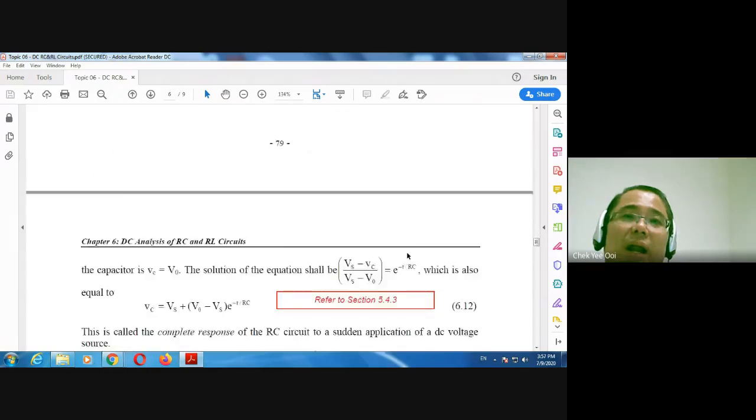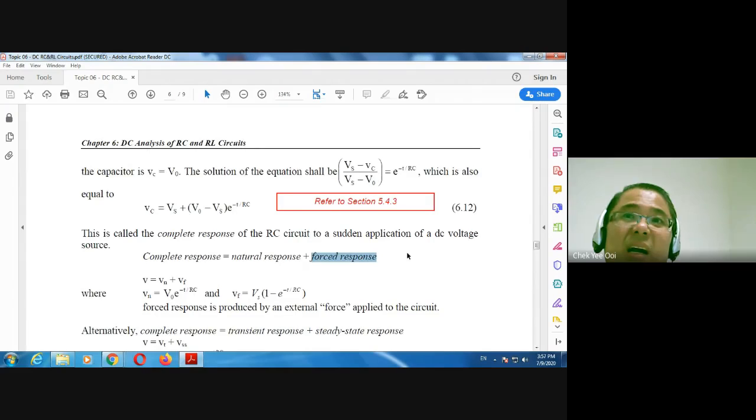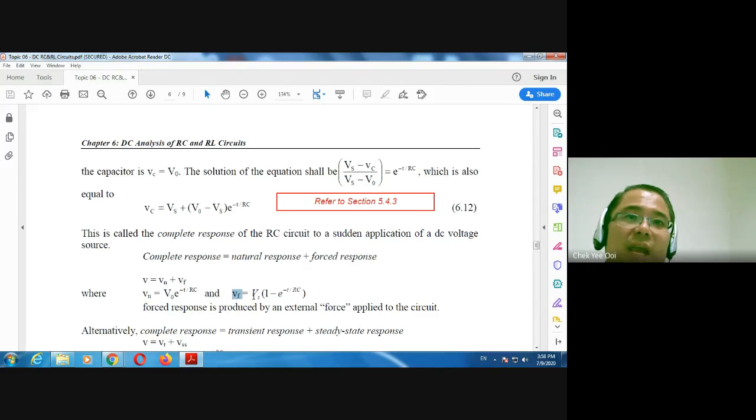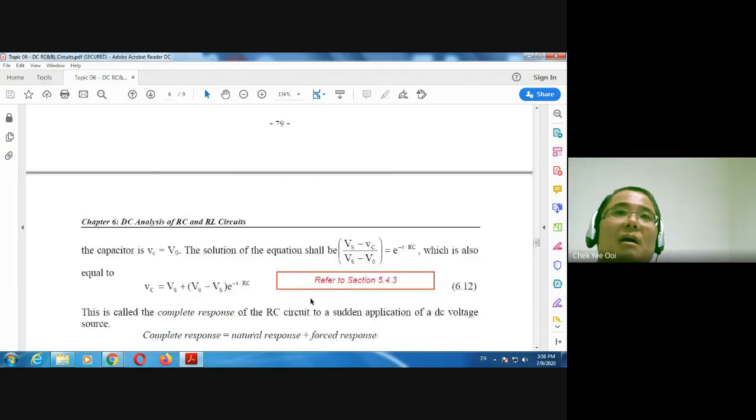The complete response of the RC circuit to a sudden application of DC voltage is the natural response plus the forced response. The natural response is V naught e to the minus t over RC, which is source free. The forced response is Vs times 1 minus e to the minus t over RC. This one is forced by the external source.